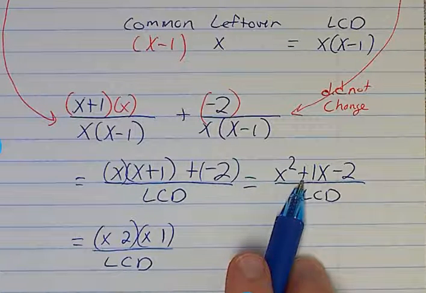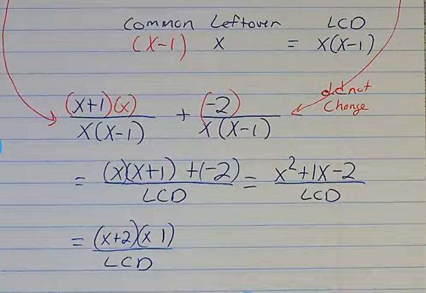Since the b term is positive, we'll put a positive with the 2. If you do a negative 2 divided by positive 2, that means the 1 is going to have to be a minus 1.